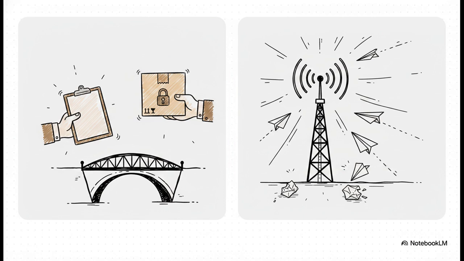On the flip side, we have UDP, the User Datagram Protocol. UDP is way more like a live radio broadcast. It's incredibly fast, it's connectionless, but it offers absolutely zero delivery guarantees and no ordering. If a package drops in transit, UDP genuinely does not care. It just blindly keeps sending the next one.